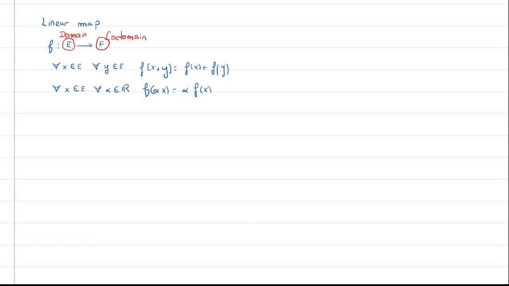Then, for any x in E and for all alpha in R, f of alpha x is equal to alpha f of x. If we take the particular case when E is equal to F is equal to R, so the one-dimensional case, then the linear maps will only be written as f of x equals a times x, where a belongs to R. These are the only linear maps that can be written from R into R. In a first example, we take the map f of x equals 3x. What does this map in practice do? It takes a number and multiplies it by 3.